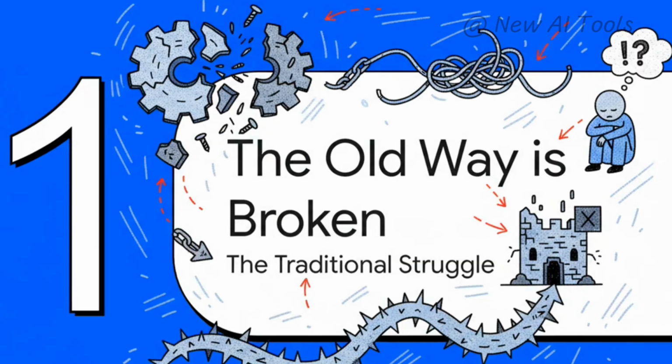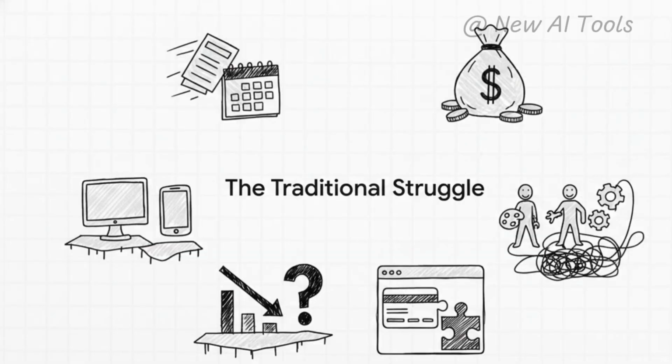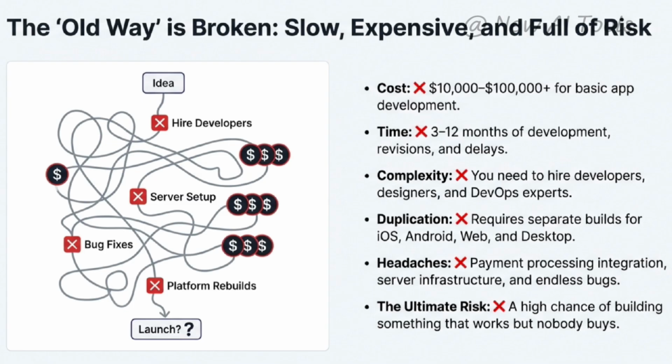Okay, let's really get into this. Before we even look at the new way, we have to appreciate just how broken the old way of building software is for most of us regular entrepreneurs. Yeah, the traditional struggle is a nightmare. We're talking 10 grand on the low end, but it easily rockets past $100,000. You're waiting 3 months, 6 months, maybe a whole year just to see if your idea is any good, all while juggling developers, designers, server guys, and then you have the absolute headache of trying to get payment systems working. And after all that, there's a huge chance you built something nobody even wants to buy. It's just too slow, way too expensive, and crazy risky.